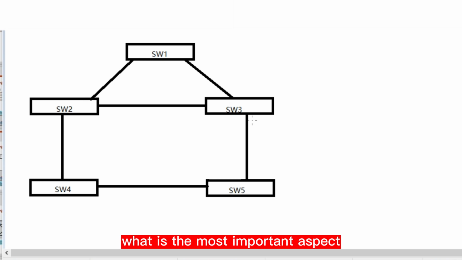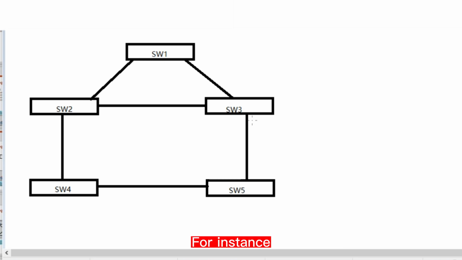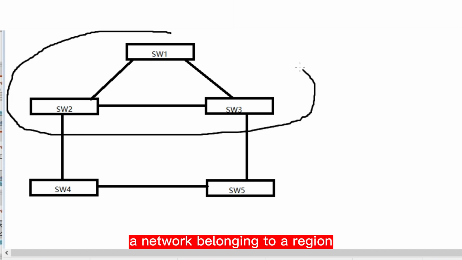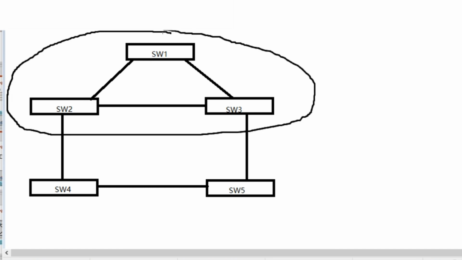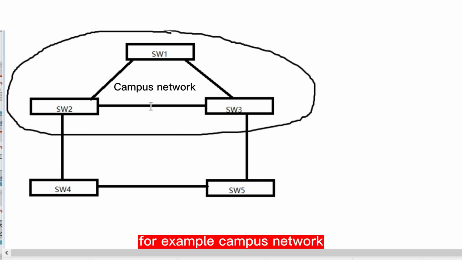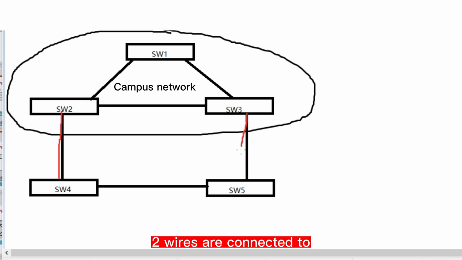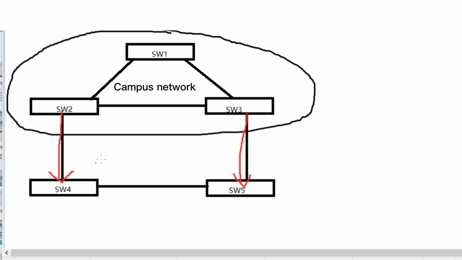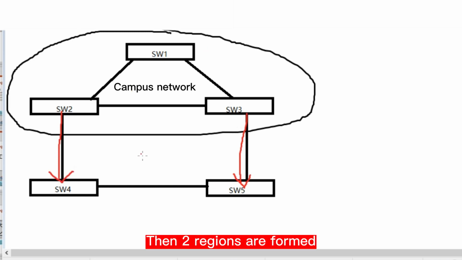What is the most important aspect? For instance, the three switches in front are a network belonging to a region, for example a campus network, similar to a park. For the following two switches, to achieve redundant paths, two wires are connected to the following switches. Then two regions are formed.